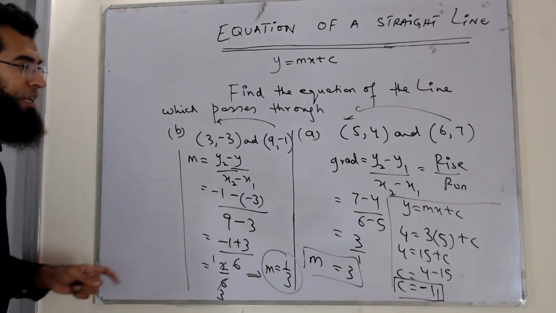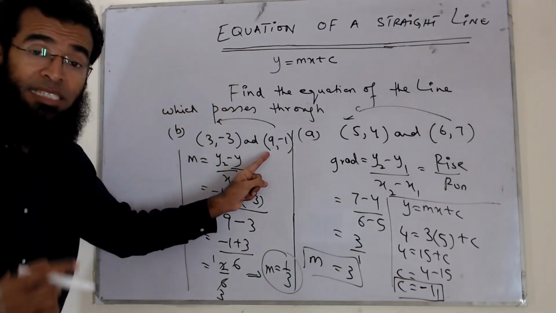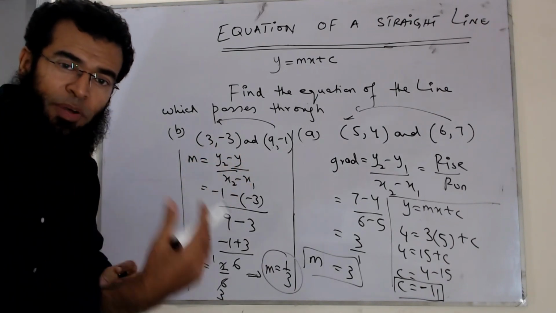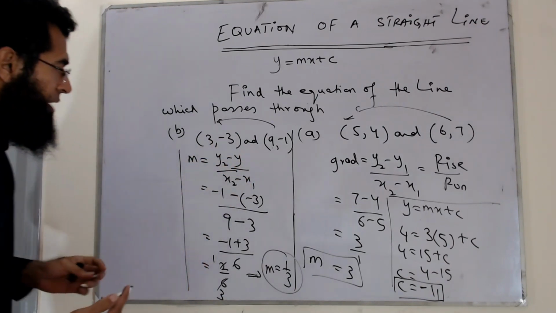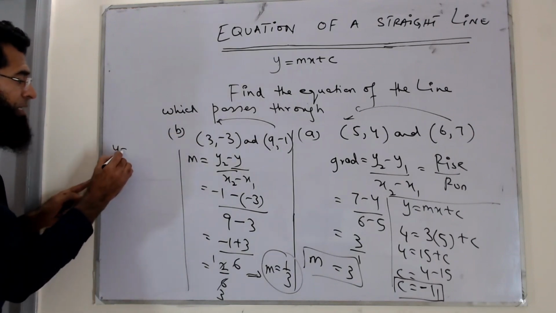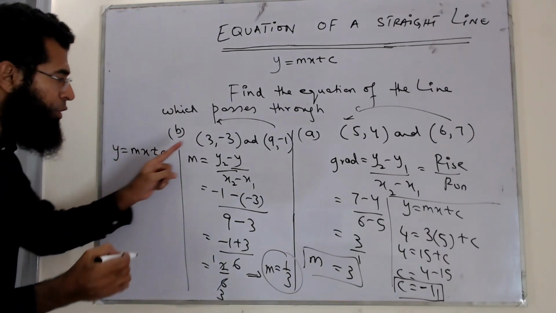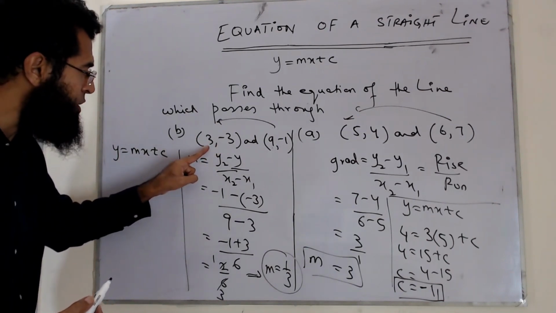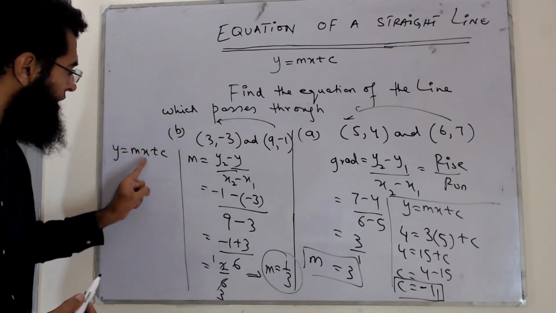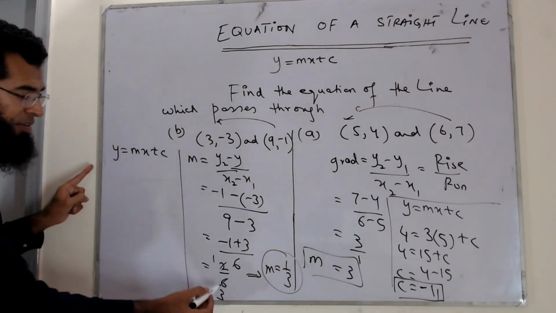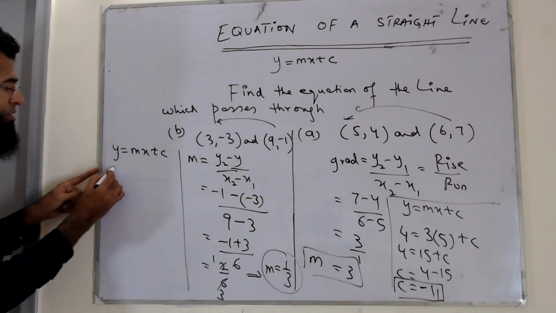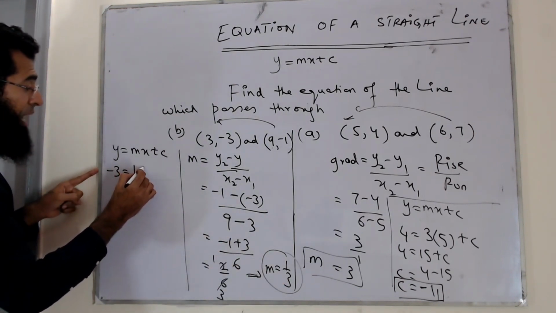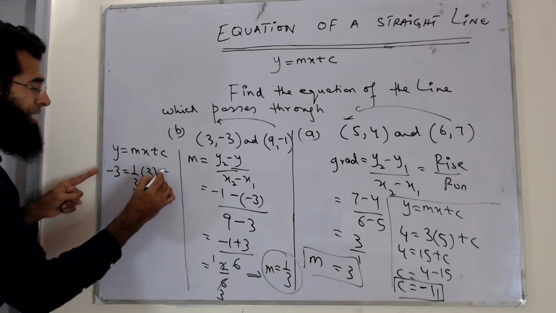So once again, the 2 points lie on the same straight line, so both the points would satisfy the equation. They will fulfill the equation, right? So let's plug in the values. y is equal to mx plus c. You can plug in any point. So let's plug in this point. So this is the x coordinate. So in x, we'll plug in 3, and in y, we'll plug in minus 3. And the gradient is 1 over 3. So minus 3, gradient is 1 over 3, right? And x is 3, plus c.